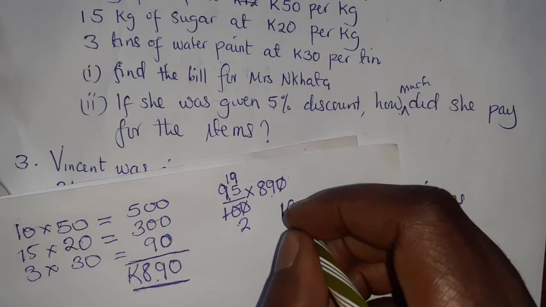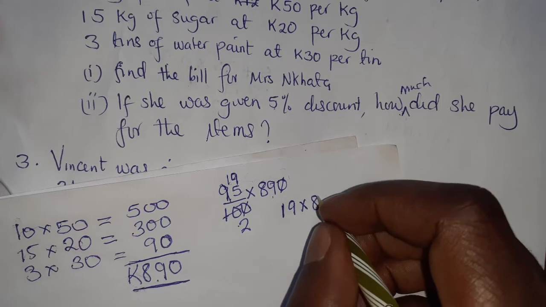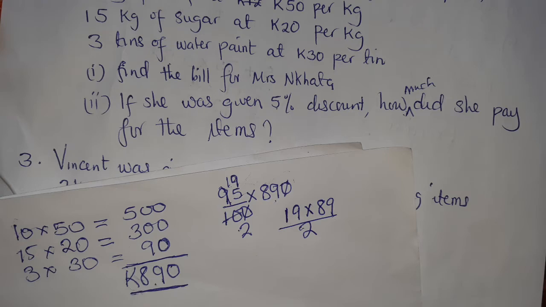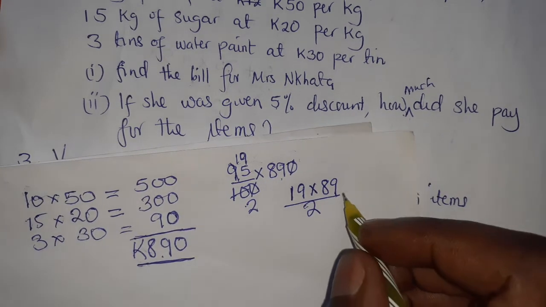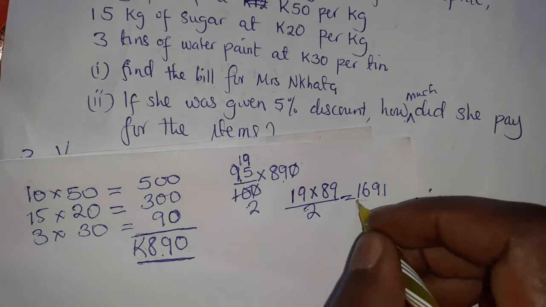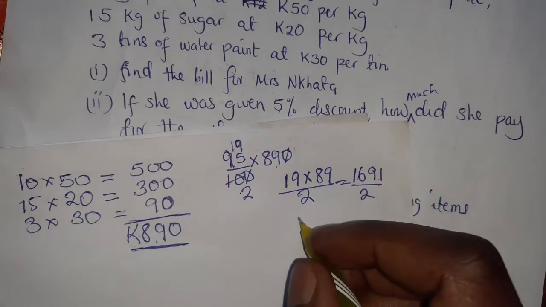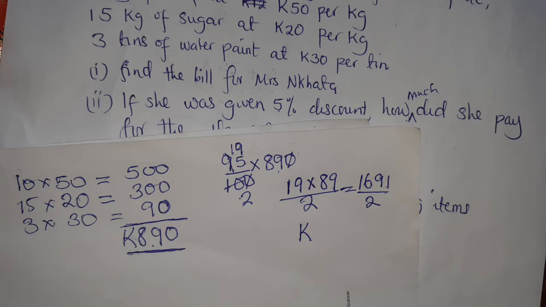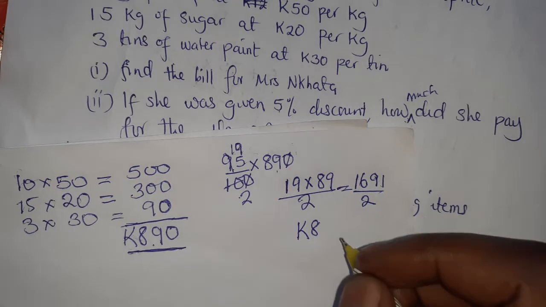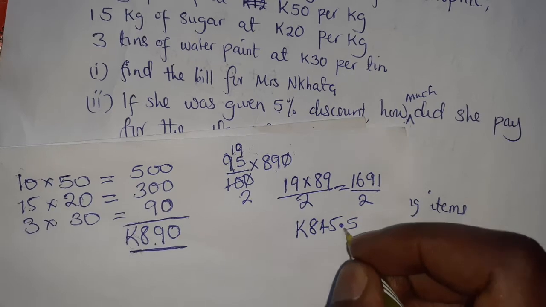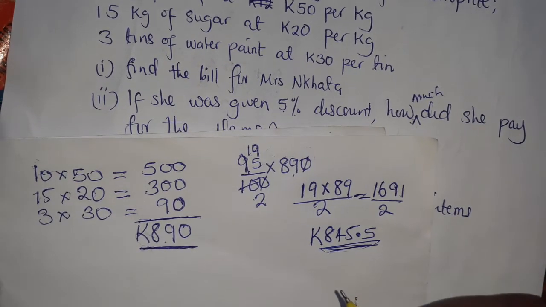So we have 19 multiplied by 89 divided by 2. So when you multiply this, what do you get? You get 1691 over 2. Divide this by 2. How much do you get? You are going to get 845.5. This is the amount that you are going to get.